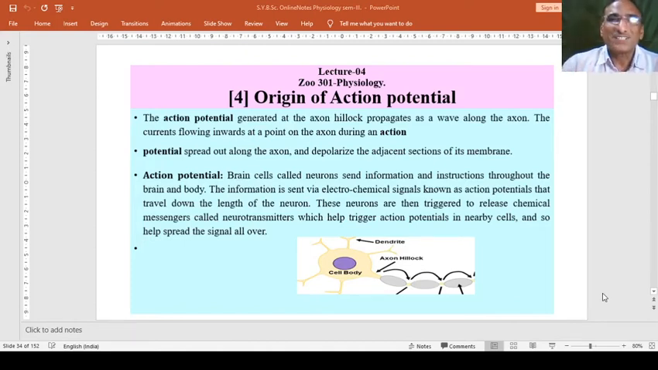Welcome, dear students. We will continue our lecture of physiology, lecture number 4. Today we will study the origin of action potential.